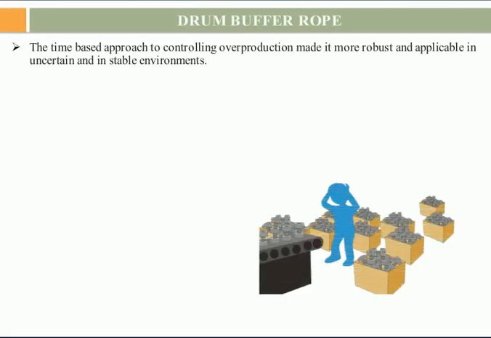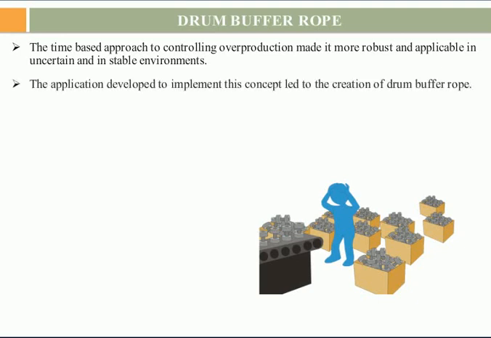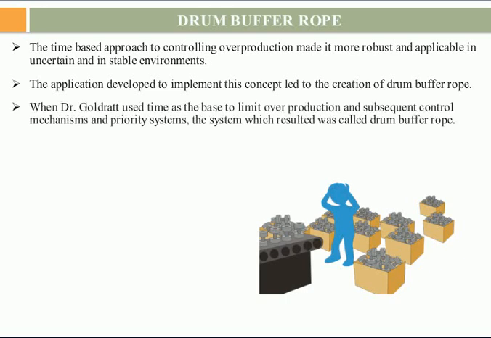The time-based approach to controlling overproduction made it more robust and applicable in uncertain or unstable environments. The application developed to implement this concept led to the creation of drum buffer rope. When Dr. Goldratt used time as the base to limit overproduction and subsequent control mechanisms and priority systems, the system which resulted was called drum buffer rope. We shall discuss drum buffer rope and how exactly it works in subsequent sections.